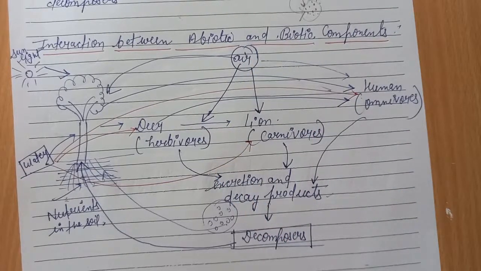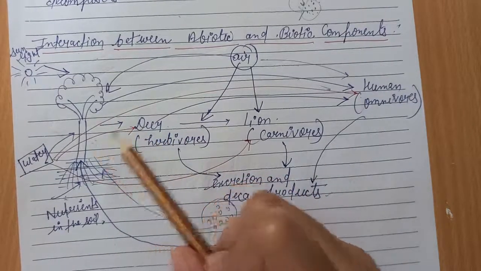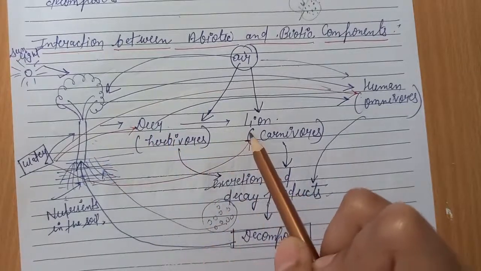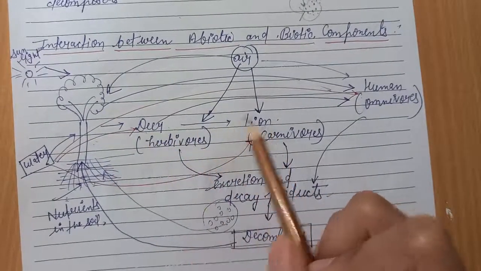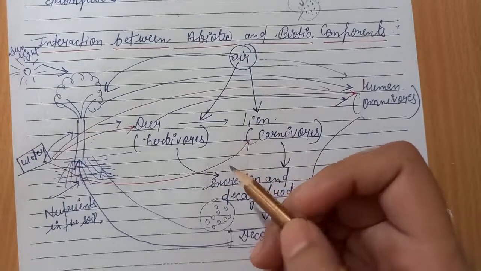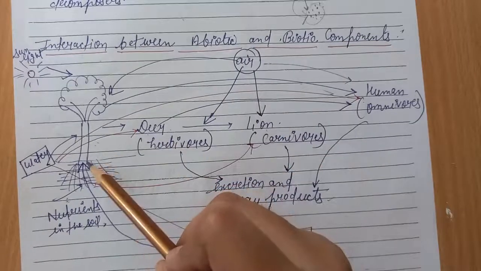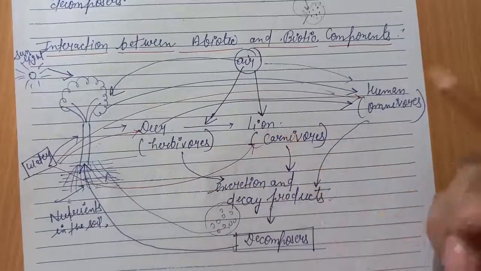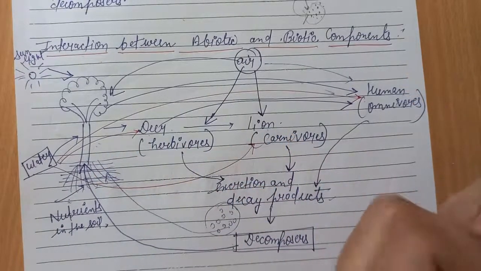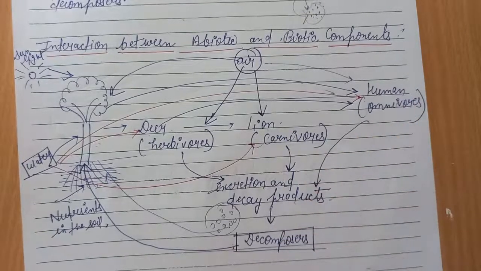Next, biotic components are dependent on each other. Deer obtain their food from plants. Deer is eaten by lion. So deer and lion are linked with each other and dependent on each other. The lion gets its food from deer and the deer gets its food from plants. So this is the interaction between biotic components, where living beings are dependent on each other.